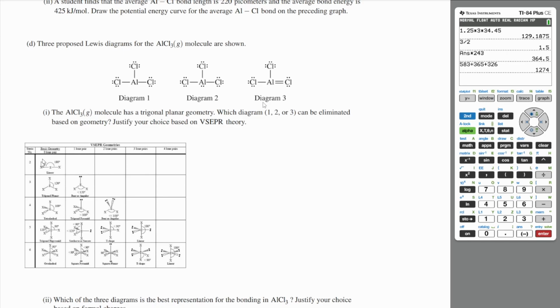So if you look at a chart, steric number is 4 and it has 1 lone pair. That means that this is going to be a trigonal pyramidal shape. Diagram 1 has a steric number of 3 and 0 lone pairs, so that's going to be trigonal planar. And diagram 3 is also going to have a steric number of 3 and 0 lone pairs, so it is also going to be trigonal planar. So we can eliminate diagram 2 because it's going to be trigonal pyramidal.